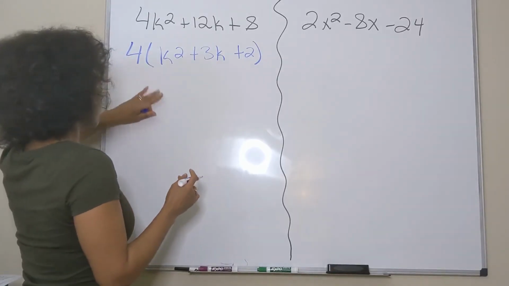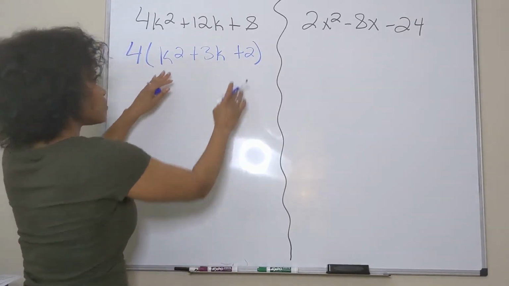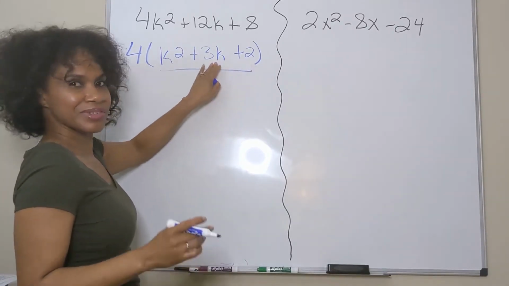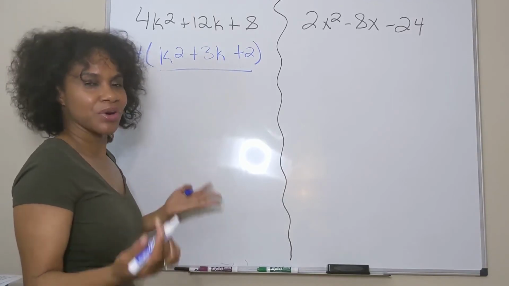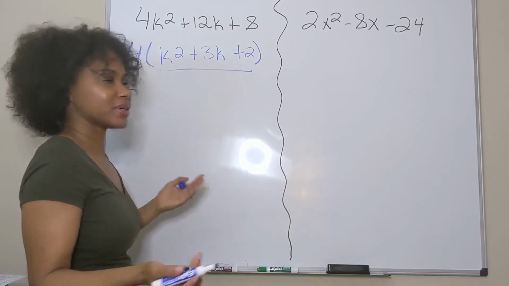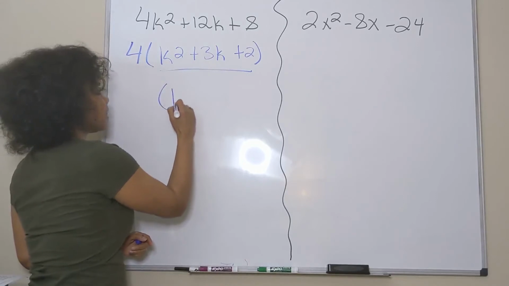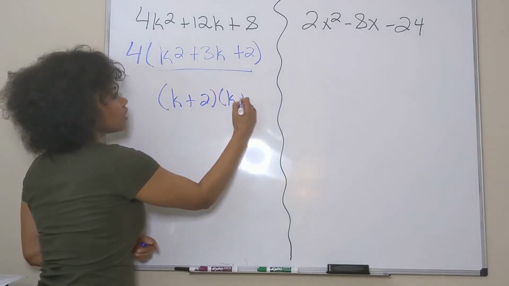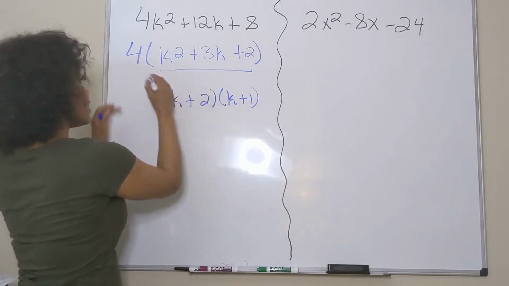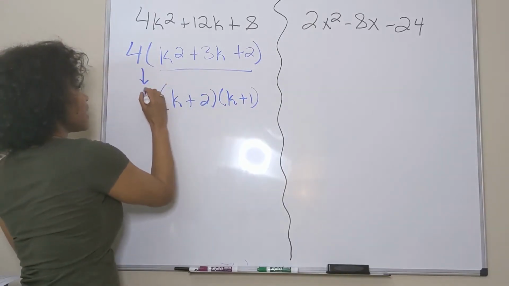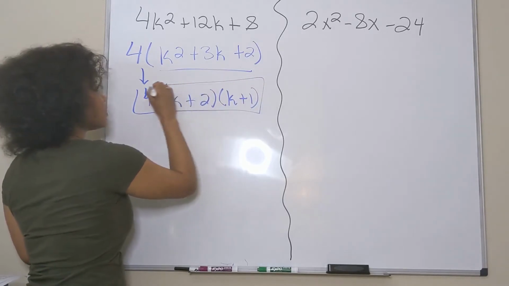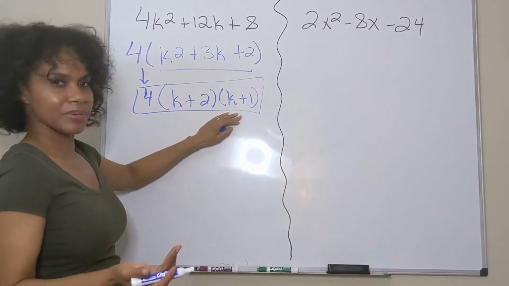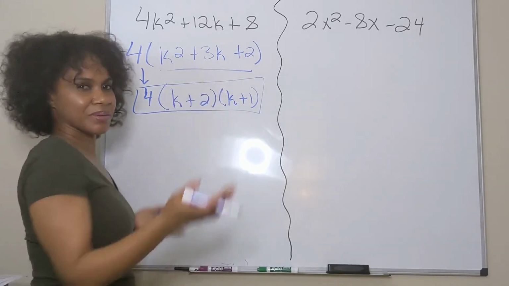So for now, I'm just going to leave that 4 alone, but I just want to factor what's inside right here. So 2 factors of 2 that equal 3. The only 2 factors of 2 are 1 and 2. And when you add them, you get 3. So my binomials are k plus 2 and k plus 1, or vice versa. And then I just bring down my outside number that I factored out. So my final answer is 4 times k plus 2 times k plus 1. Or again, we could flip those binomials.